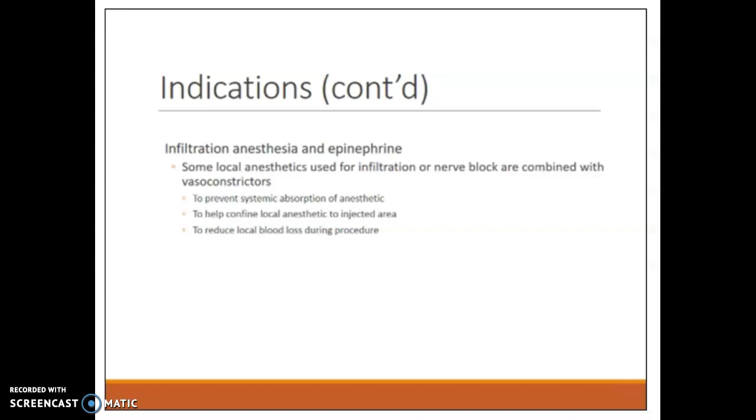We don't give epinephrine in any endpoints. So what that means is that we don't give it in the fingers, the toes, the ears, or the nose. So those are endpoints. When we constrict the blood flow and use a vasoconstrictor in those areas, we can have loss of that tissue. It can become necrotic very quickly.